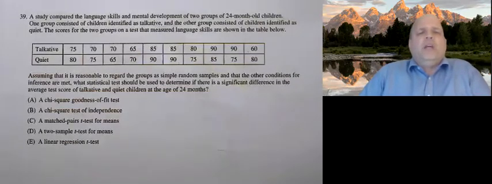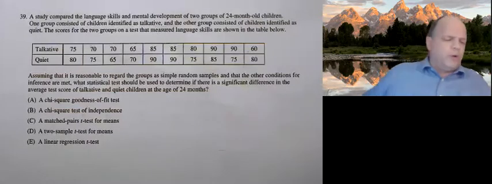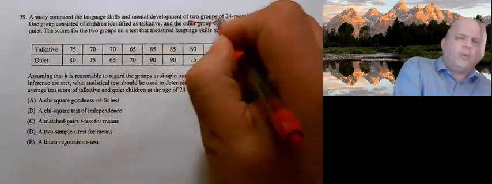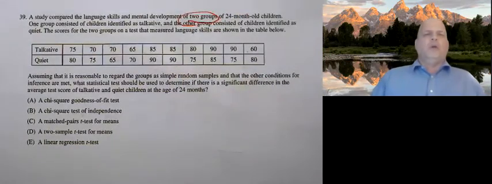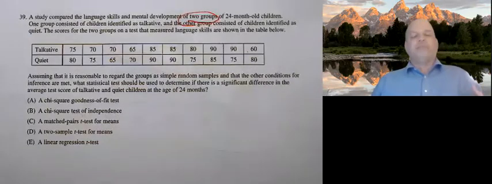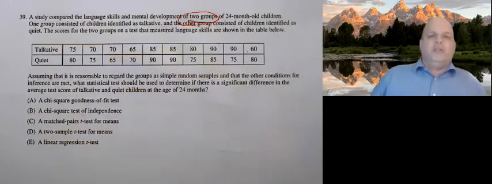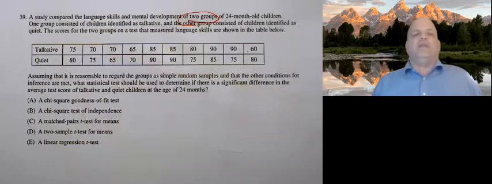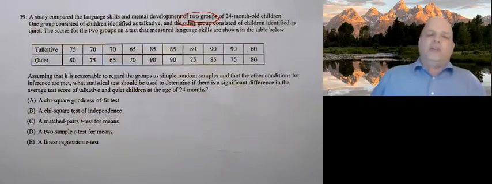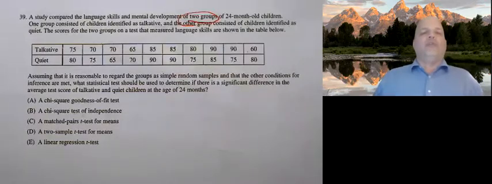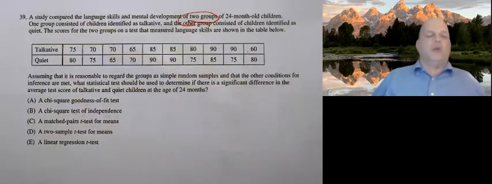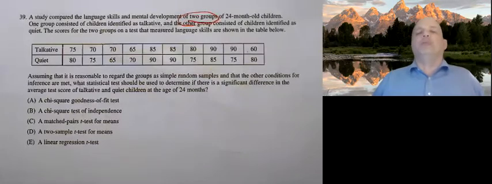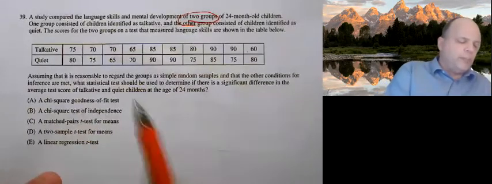A study compared the language skills and mental development of 2 groups. Oh, that's important. I have 2 groups of 24-month-old children. One group consisted of children identified as talkative. They're going to be teachers. And the other group consisted of children identified as quiet. They're actually going to go out and make money. The scores for the 2 groups on a test that measured language skills are shown in the table below. So we have the talkative group and the quiet group. Now, please remember, these are 2 separate groups, okay? We have 2 separate groups.